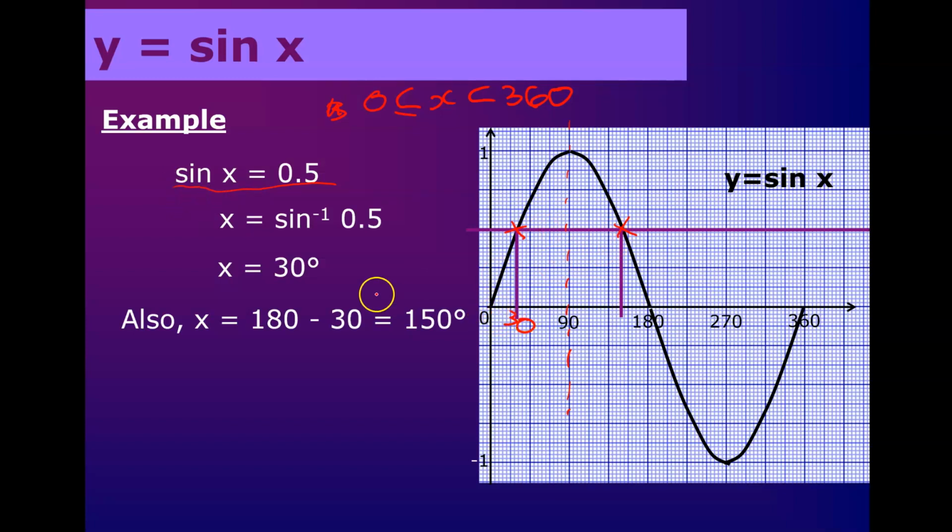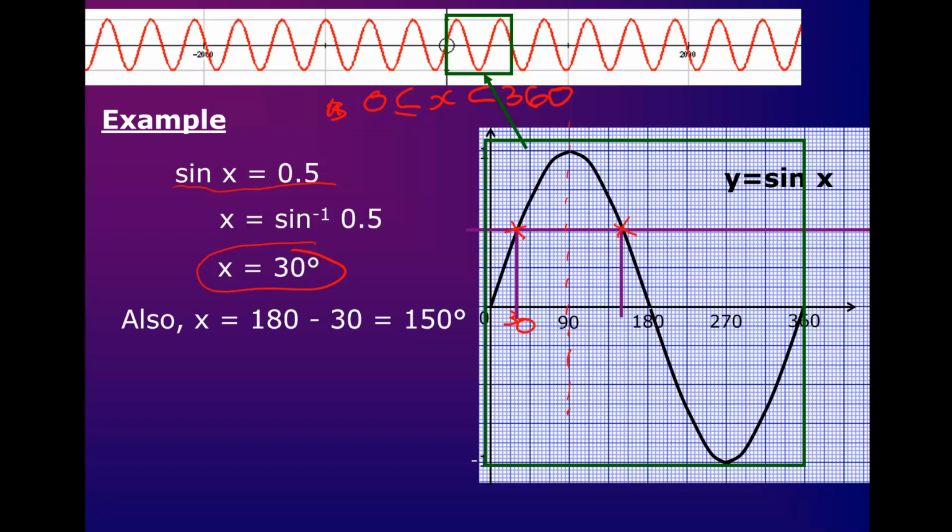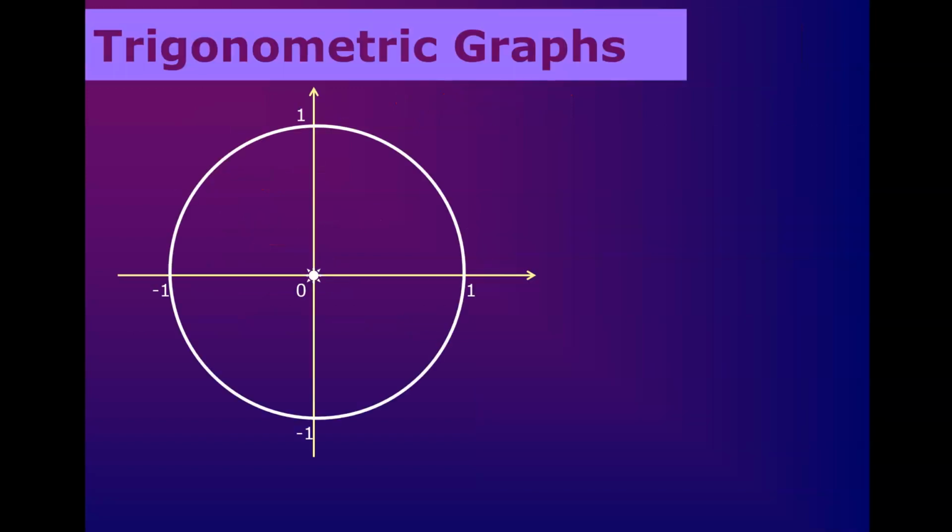So tap it into the calculator to get our principal value, it's called, and then we've actually worked out the other one because that is 30 degrees down from 180. That's how you would use the sine curve to solve these equations. So let's go on to the next one. As I say, it does go on and on, but we're just working in between 0 and 360 at the moment. Now, the next curve we're going to do is the cosine curve.